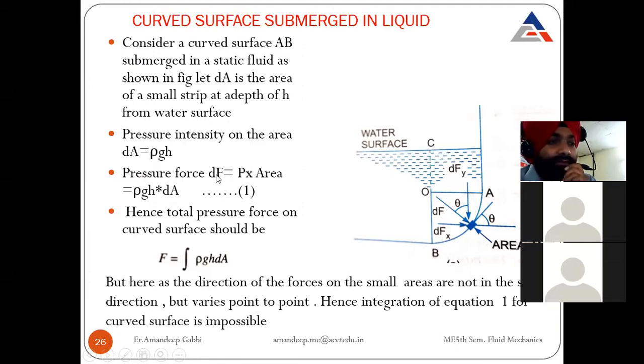Now, as we know, force upon area is equal to pressure. So if you multiply pressure with the area, you will get force: dF equal to rho g h into dA. We are multiplying it with the small area dA, the dark surface we have considered. Hence the total pressure force on the curved surface: if you integrate this, you will get the total force, F equal to the integration of rho g h dA.